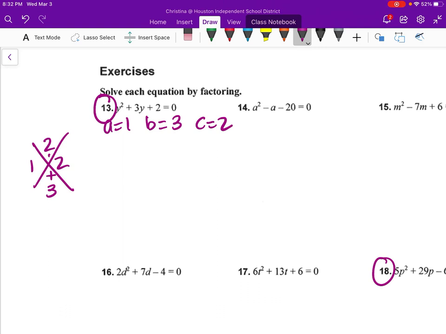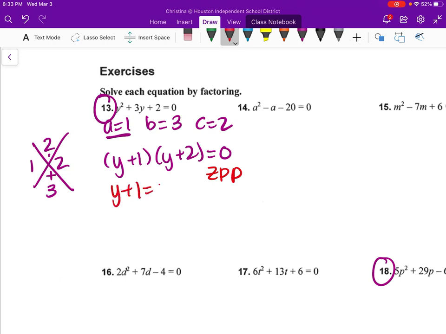From here, I'm going to factor. Since your a value is already a +1, I'm going to write my two binomials as y plus 1 and y plus 2 equal to 0. By putting it equal to 0, you're telling yourself, hey, you're not done. You still need to solve using the zero product property. So by using the zero product property, you're going to do y plus 1 equals 0 and y plus 2 equals 0.